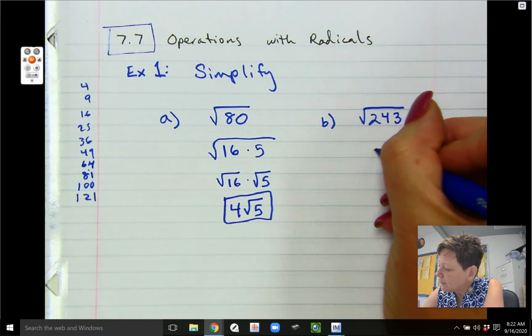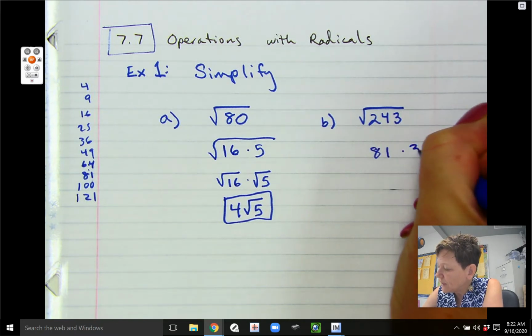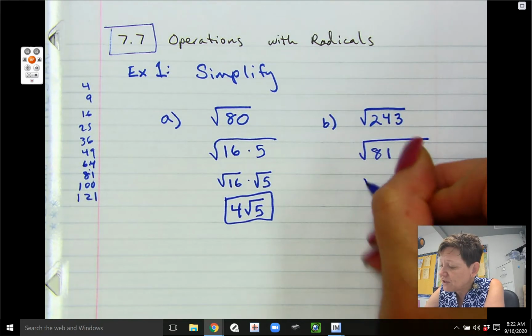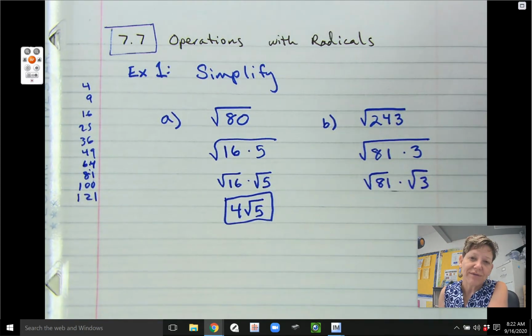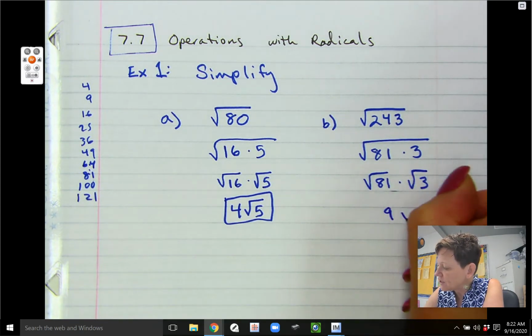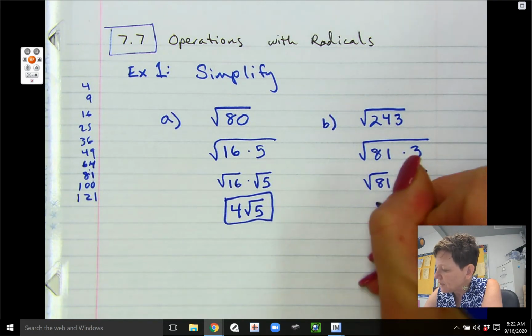So I would break this up into 81 times 3. That would be the square root of 81 times the square root of 3. And we know the square root of 81 is 9. So your answer would be 9 root 3.